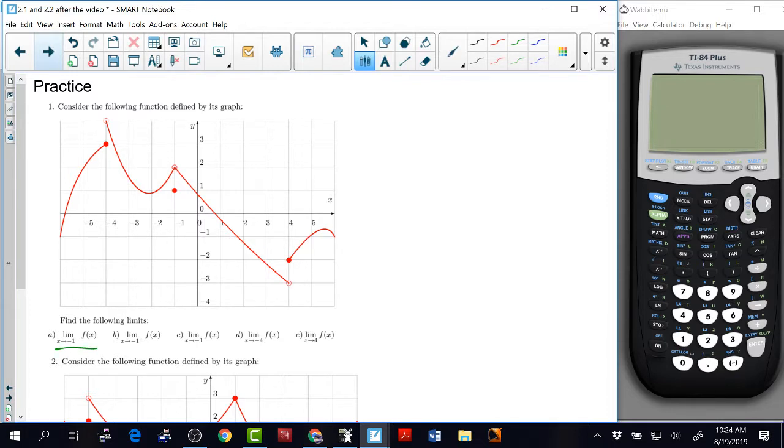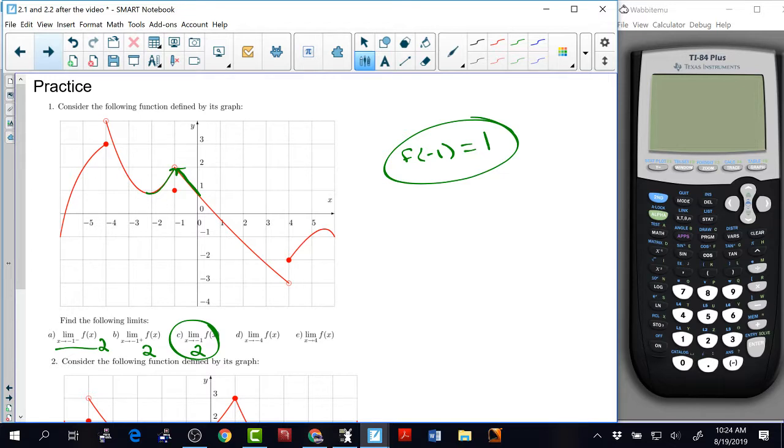Consider the following function defined by its graph. Limit as x approaches negative 1 from the left, this is approaching 2. From the right, we're approaching 2. So the limit at negative 1 is 2. The left and the right equal each other, so there's a limit at negative 1. But what is f of negative 1? It's 1, not 2. So when these are different, what does that tell you? There's a discontinuity there. It happens to be removable, but there's a discontinuity there.